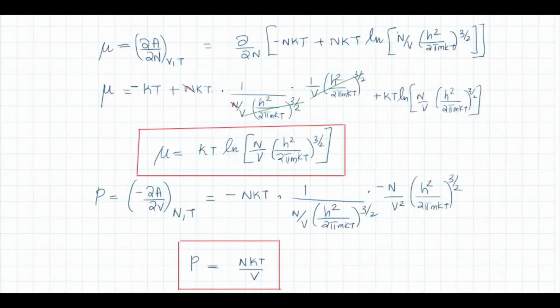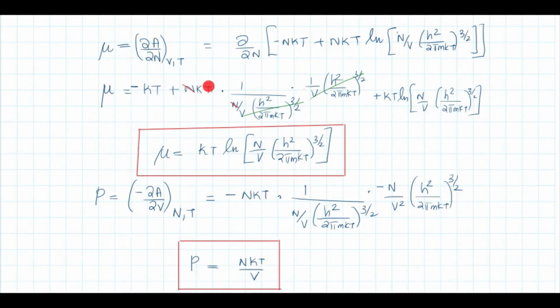Okay. Now we will calculate the chemical potential. Once we have the Helmholtz free energy, the partial derivative with respect to n, keeping v and T constant, will give you the chemical potential. So it is dou by dou n of A, which is minus nkT plus nkT log (n by v h square by 2 pi m kT raised to 3 by 2). There are two terms. The derivative of the first term will give you minus kT. The second term consists of this term, which depends on n, and this term is also dependent on n. So you have to apply the product rule.